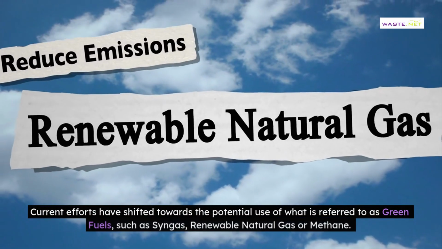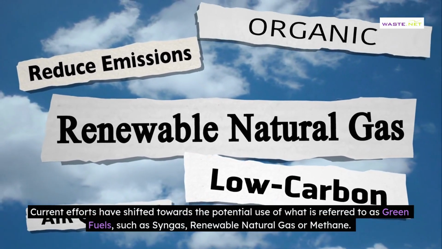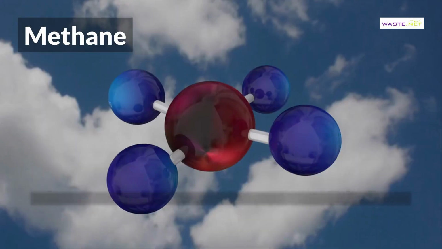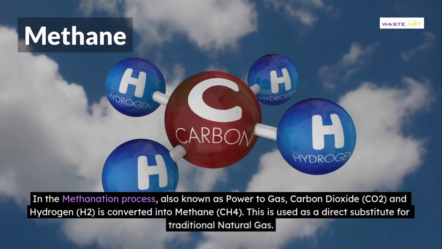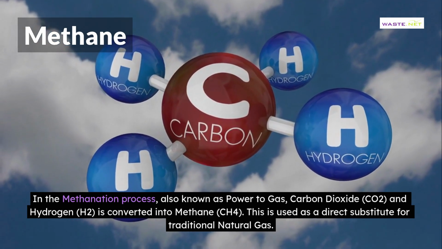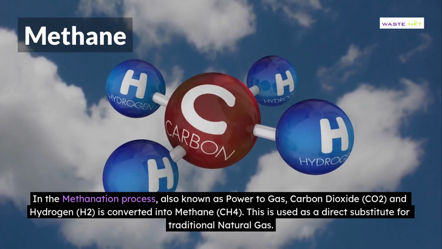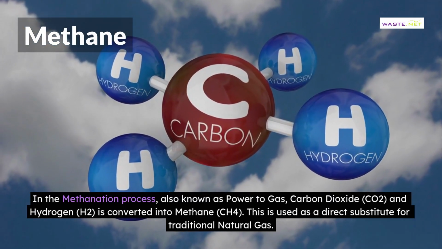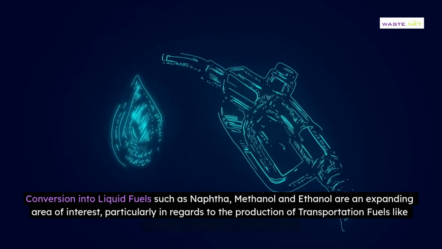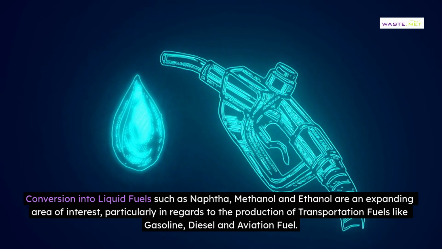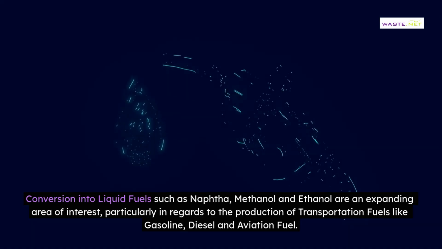Current efforts have shifted towards the potential use of what is referred to as green fuels, such as syngas, renewable natural gas or methane. In the methanation process, also known as power to gas, carbon dioxide, CO2, and hydrogen, H2, is converted into methane, CH4. This is used as a direct substitute for traditional natural gas. Conversion into liquid fuels such as naphtha, methanol and ethanol are an expanding area of interest, particularly in regards to the production of transportation fuels like gasoline, diesel, and aviation fuel.